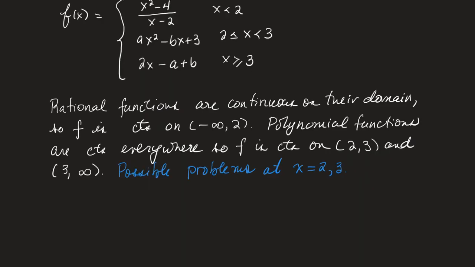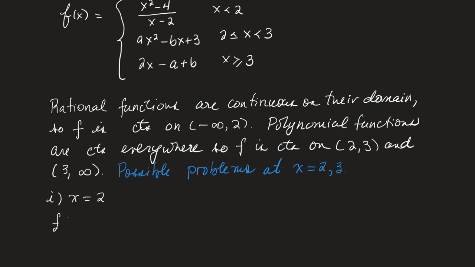So I'm going to start by considering the point x equals 2. Recall that if I want f to be continuous at x equals 2, what I need is that the limit as x tends to 2 is equal to the function value at 2. What that means is that the limit, first of all, has to exist. So I need that the right and left-hand limits at 2 are equal and that they equal the function value. Let's first check the function value.